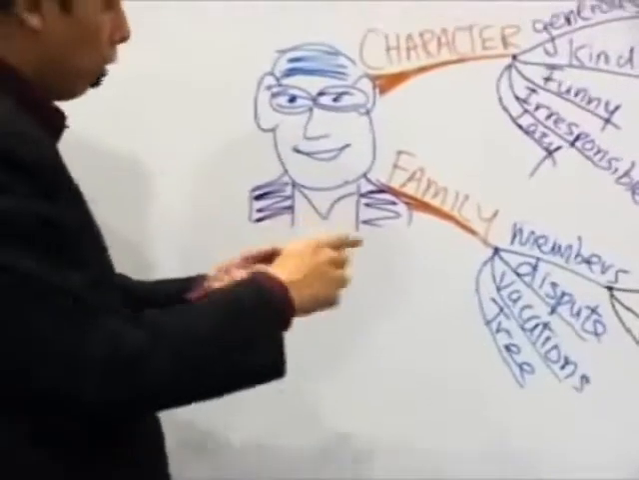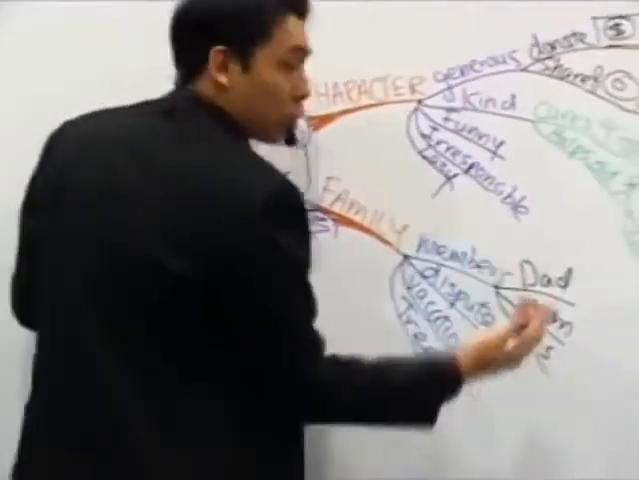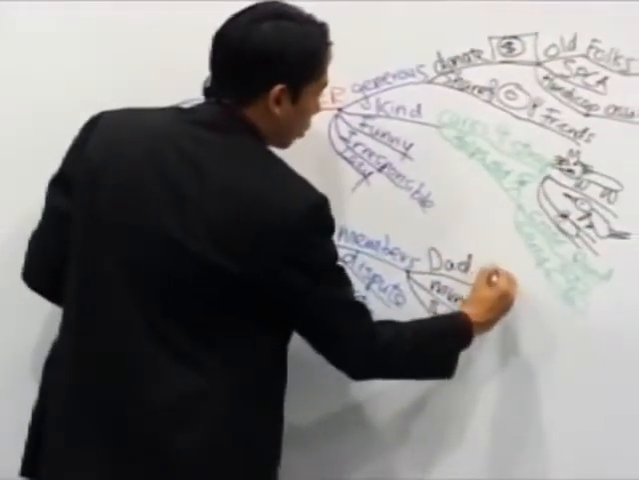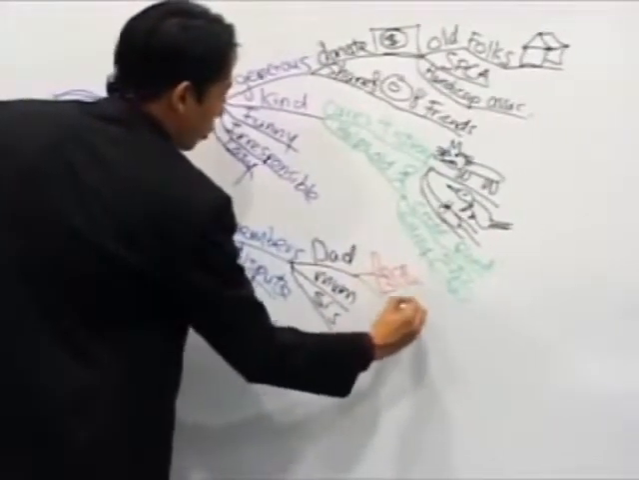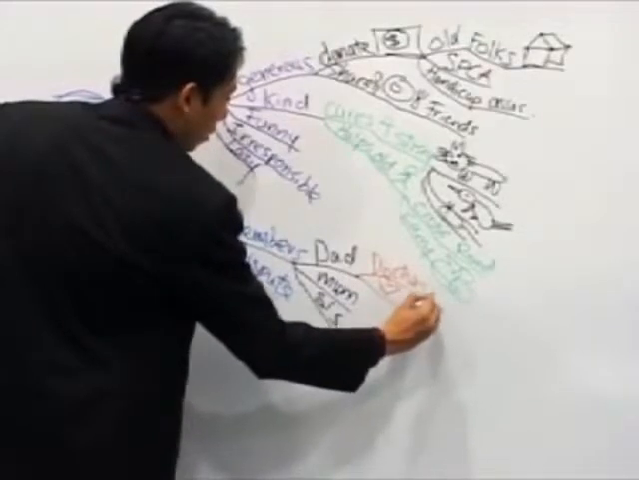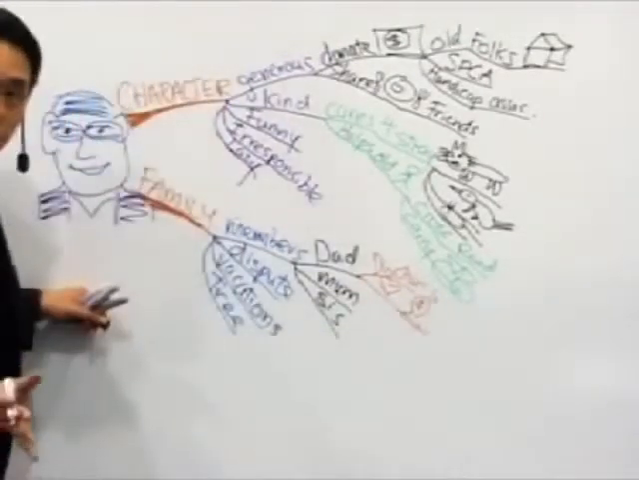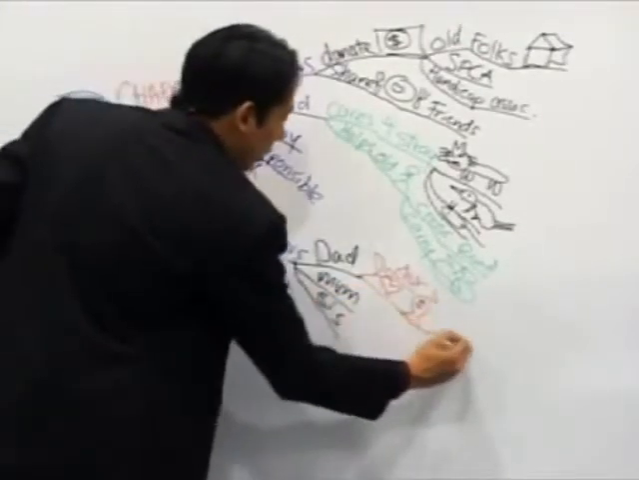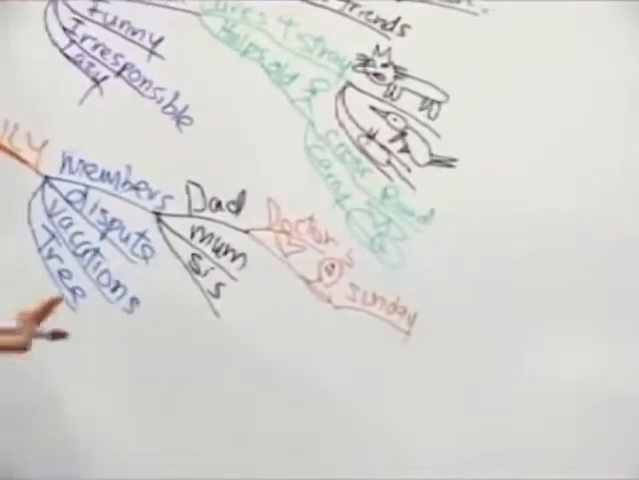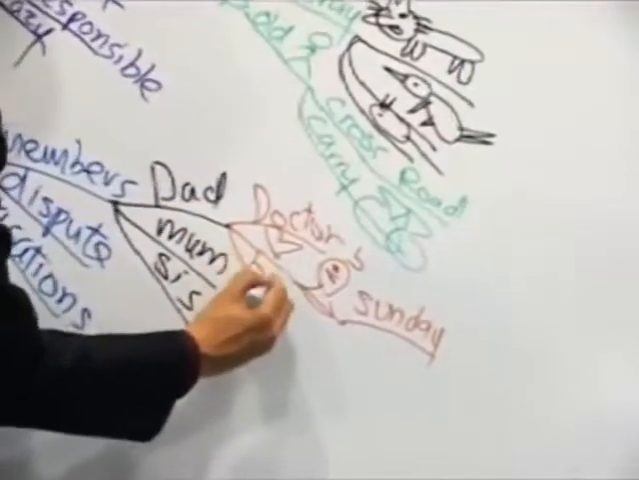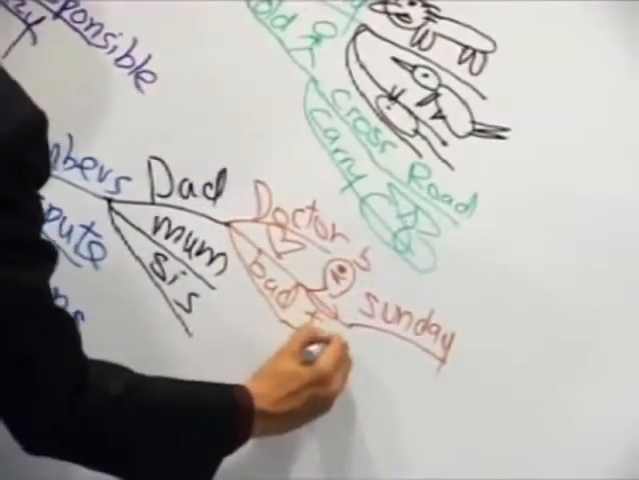So again, under dad, could you branch into more details? Yeah, of course. For example, you could talk about the dad's occupation. Dad is, for example, a doctor. His dad loves fishing. Okay, notice I'm using symbols over here. Loves fishing on Sunday. Okay, the dad has a bad temper, alright, so bad temper.